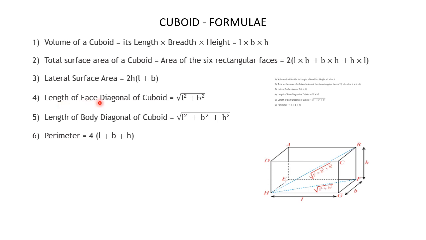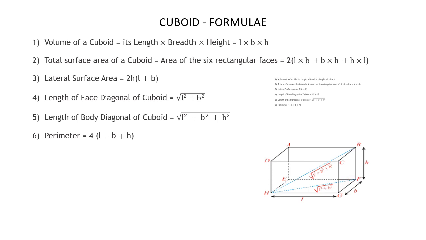Length of face diagonal of a cuboid. Now let's consider the bottom face of this cuboid. The bottom face would be E, F, G and H. In this, let's consider the triangle FGH. Clearly you can see that it is right angled at the vertex G. Now here you can see that GH is equal to L and GF is equal to B. Since the triangle FGH is right angled at G, FH would be the diagonal.